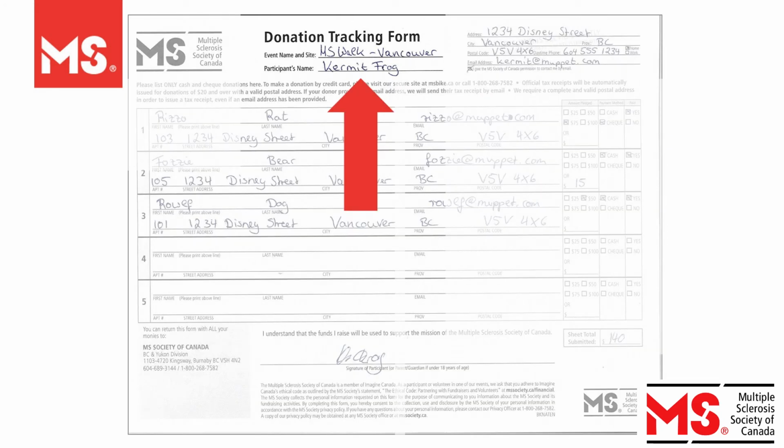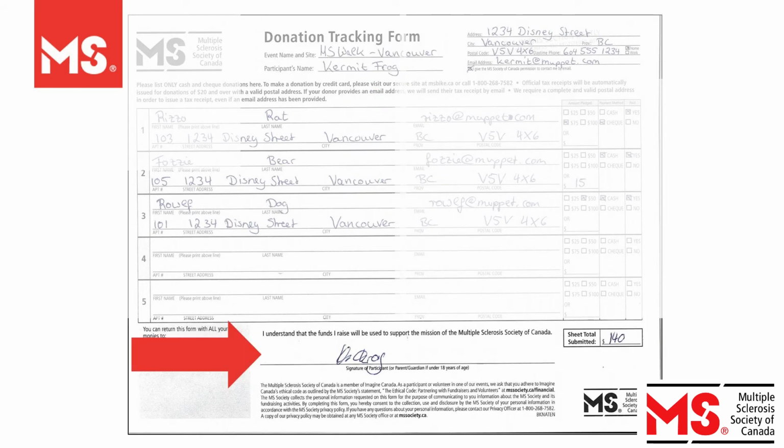Event name and participant name. Make sure they copy their name and walk location into this section. Signature. The participant needs to sign this form as well.